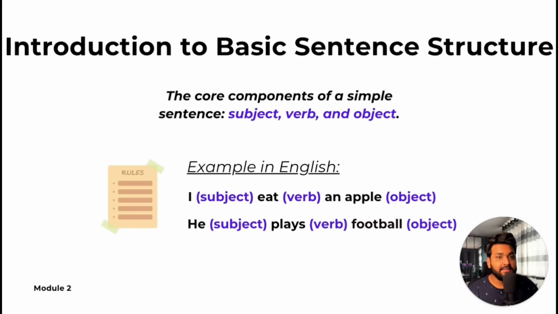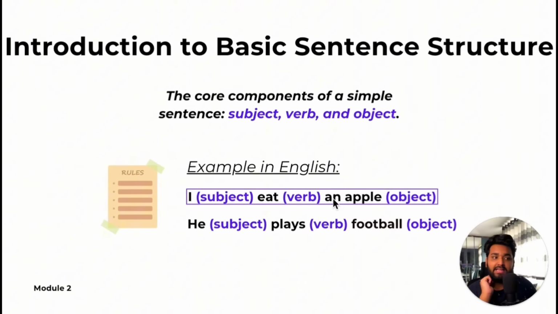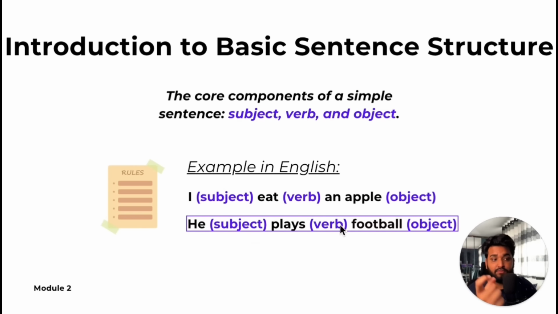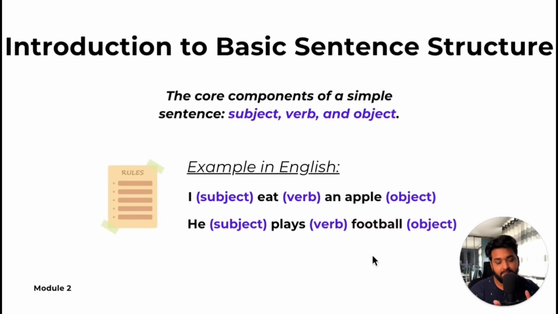Let's move on. Introduction to basic sentence structure. The core components of a simple sentence are subject, verb, and object. Let's see an example in English. For example, I eat an apple. In this case, I is the subject, eat is the verb, and an apple is the object. The same goes for the second example. He plays football. He is the subject, plays is the verb, and football is the object. The same rules, subject plus verb plus object, also apply to German sentences.